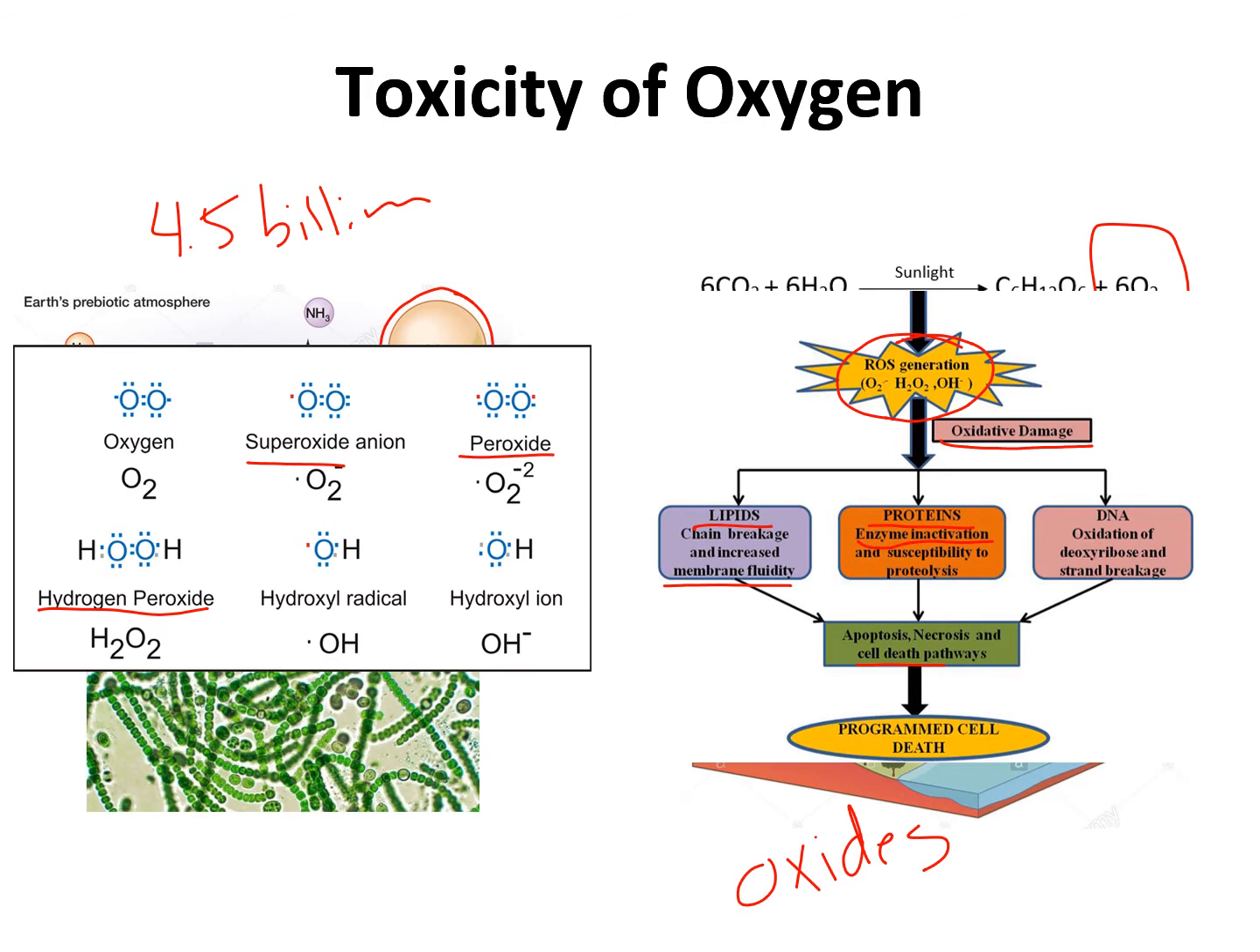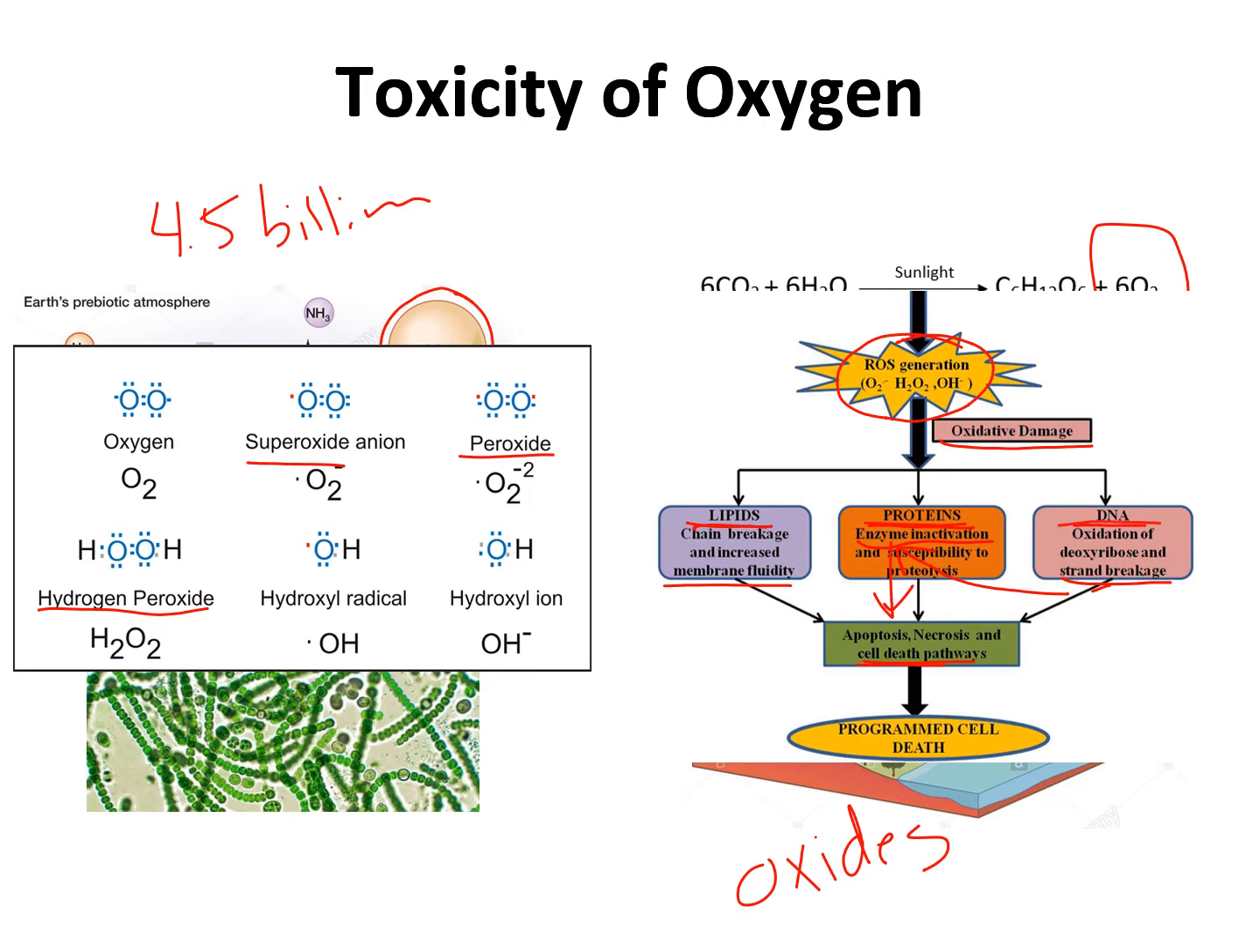And if an enzyme is inactivated, then the cell won't be able to metabolize, and that can lead to cell death. Also, oxides can oxidize DNA. And when DNA is oxidized, that can result in strand breakage, which can directly relate to killing the cell, or it can cause mutations. And those mutations can change the enzymes that are produced. And if those enzymes are altered in a way that makes them non-functional, that will also cause death. So these oxides are very toxic, and they can cause cell death very easily because they have an effect on the lipids, the proteins, and the DNA.